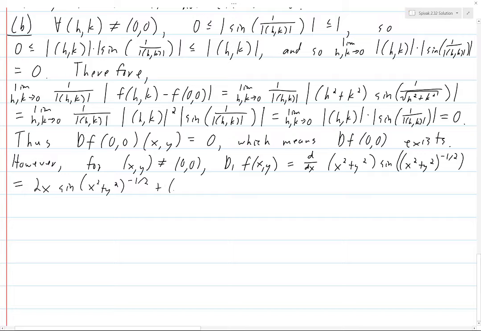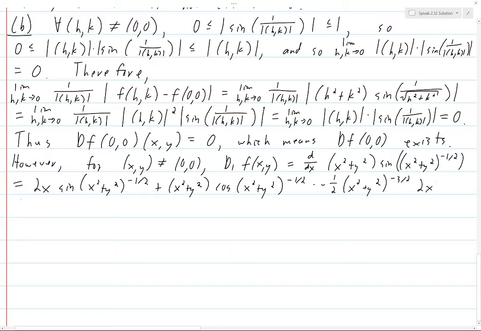squared plus y squared. Now we take the derivative of sine, we get cosine. Now on the inside we still have x squared plus y squared to the power of minus 1/2. Then we have to multiply by the derivative of x squared plus y squared to the minus 1/2. So we bring down the minus 1/2, and then we get x squared plus y squared to the minus 3/2. But then we got to apply the chain rule again because we've still got an x on the inside here. And so we have to multiply by 2x.